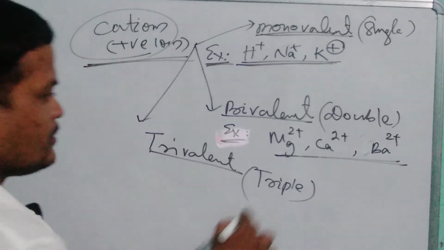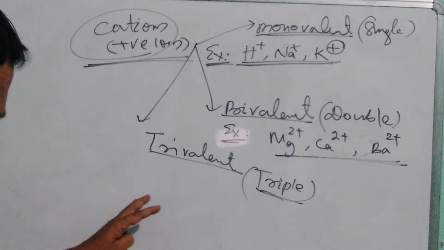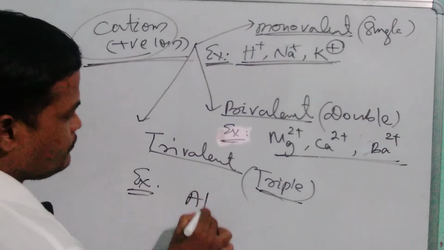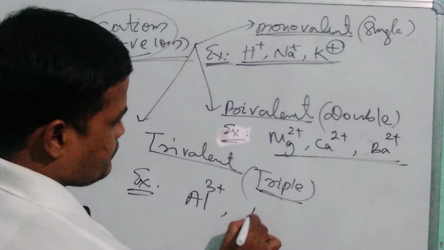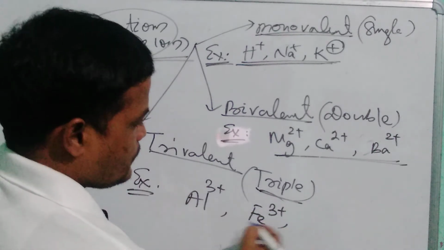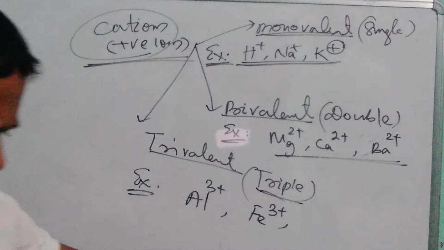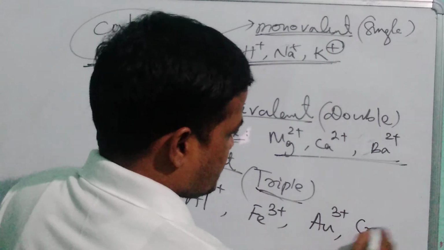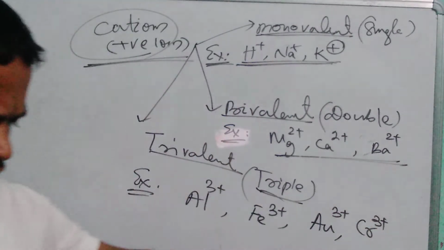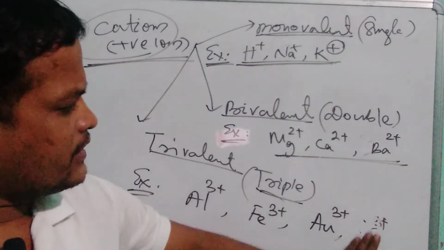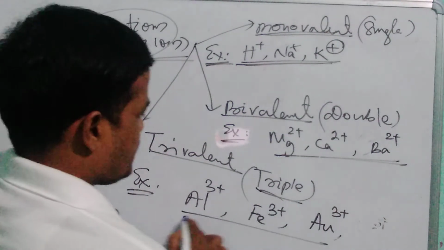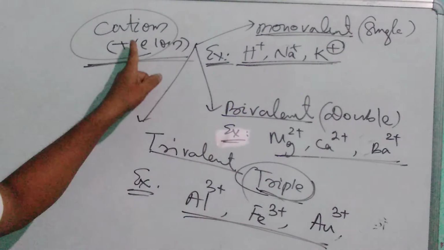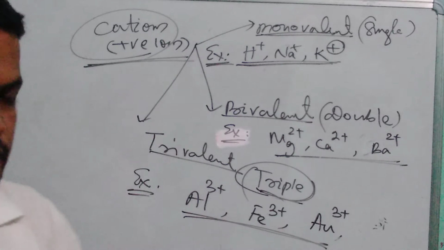Next come to triple charge or trivalent ions. We can say examples such as aluminum 3 plus, ferric 3 plus, gold 3 plus, chromium 3 plus. These are called trivalent or triple positive charge ions. So these are the categories of cations, positive ions. Next come to negative ions.